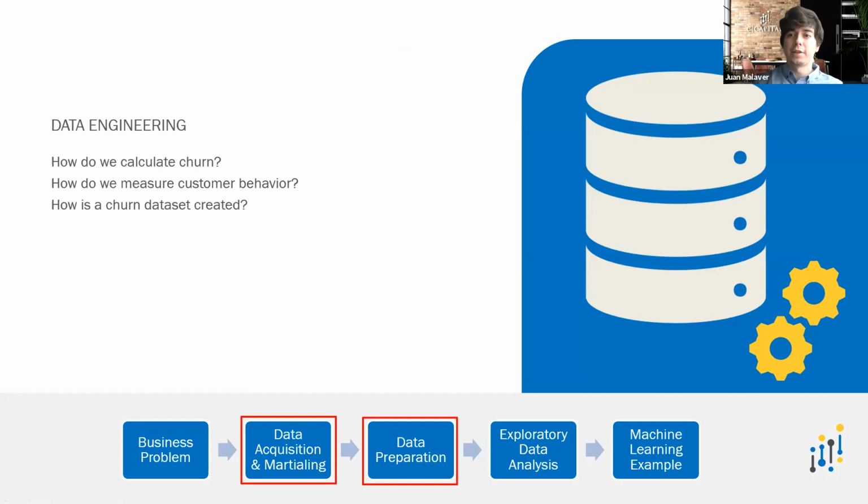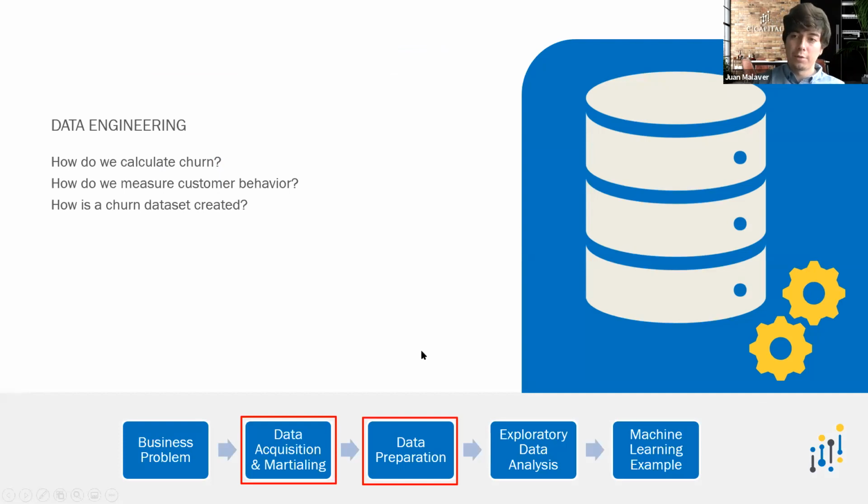So the first step in the data science workflow is getting the raw data and getting it into a format that we can use for analysis. And this is really the core of data engineering. We want to answer questions like, how do we calculate churn? What does calculating churn mean? How can we calculate it?